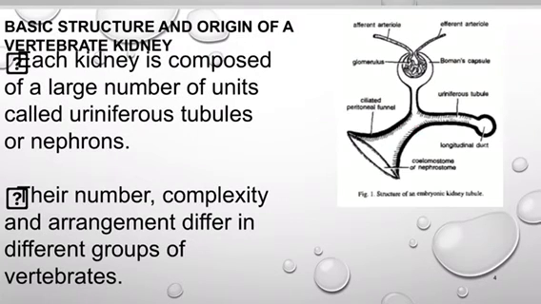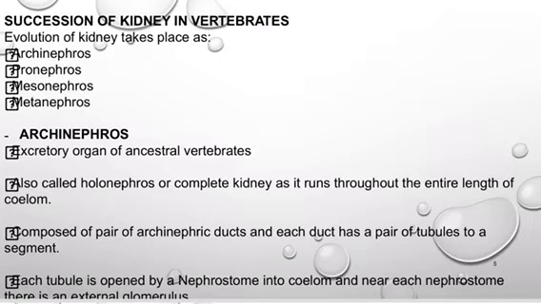You need to remember that each kidney is composed of a large number of units that are called the tubules or nephrons. Their number, complexity and arrangement differ in different groups of vertebrates. That is what this discussion is all about. So what are the succession of kidney in vertebrates?